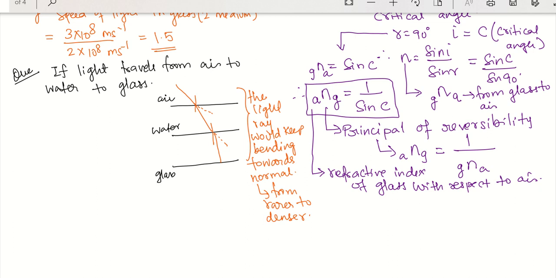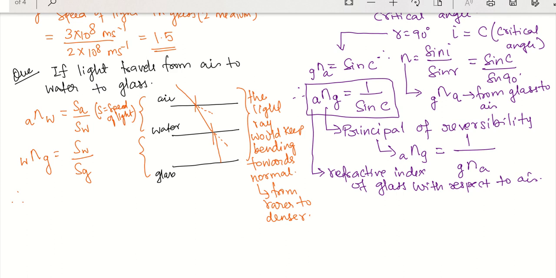So between these two, if I work between these two, then it is like A and W, which is equal to speed of light in air by speed of light in water, where S stands for speed of light. Okay, if I work between these two, then I will get W and G. So speed of light in water by speed of light in glass, right?